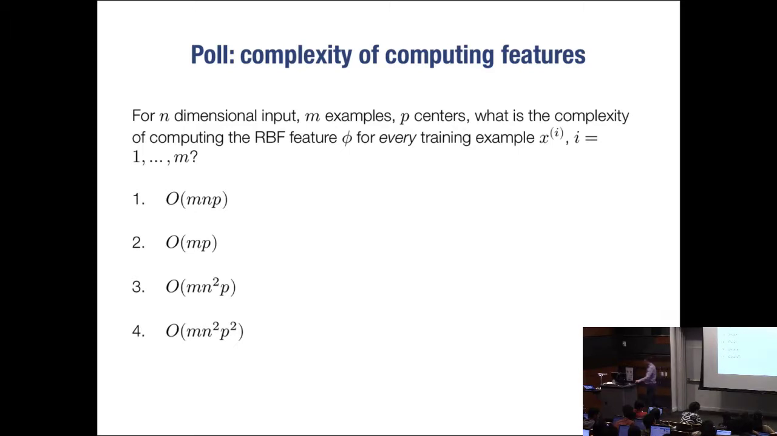So the first question here is: if I have an n-dimensional input, m examples, and p centers, what's the complexity of computing the RBF feature for every training example? That is, for all training examples, xi for i equals 1 to m. So again, n is the dimension of the input, m is the number of samples, and p is the number of RBF features that you are computing.